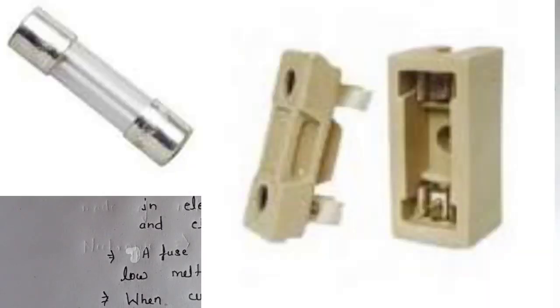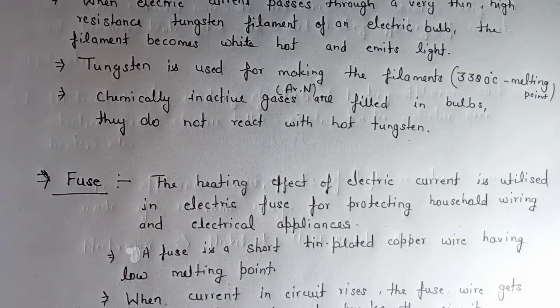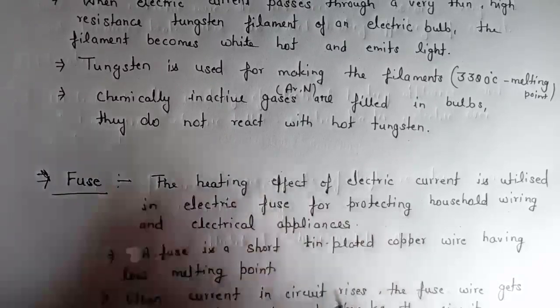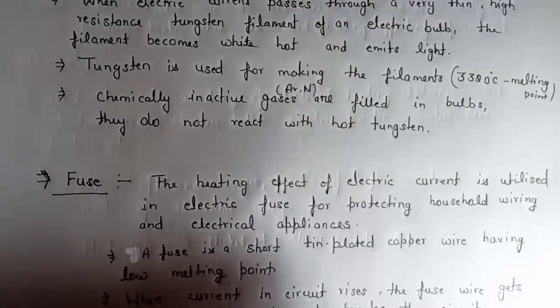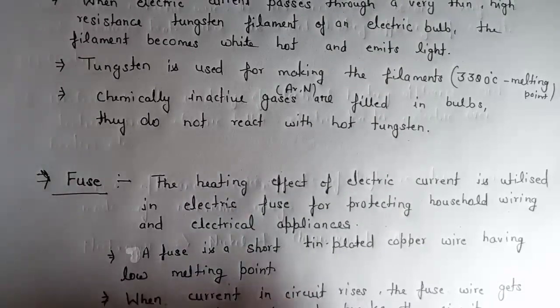On your screen you can see there are fuses, and that is very general to all. You all have seen that. In an image you can see there is a thin wire between two metal caps, that is a fuse. And fuse is also a part of wire, a small wire which is used in combination with porcelain. A fuse is a short tin plated copper wire. It is a metal with lower melting point. That is why it is used here in fuse. So a fuse is a short tin plated copper wire having low melting point.